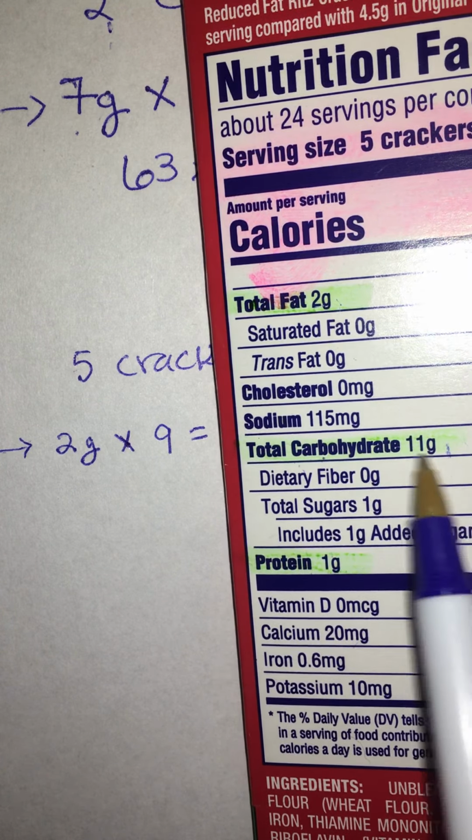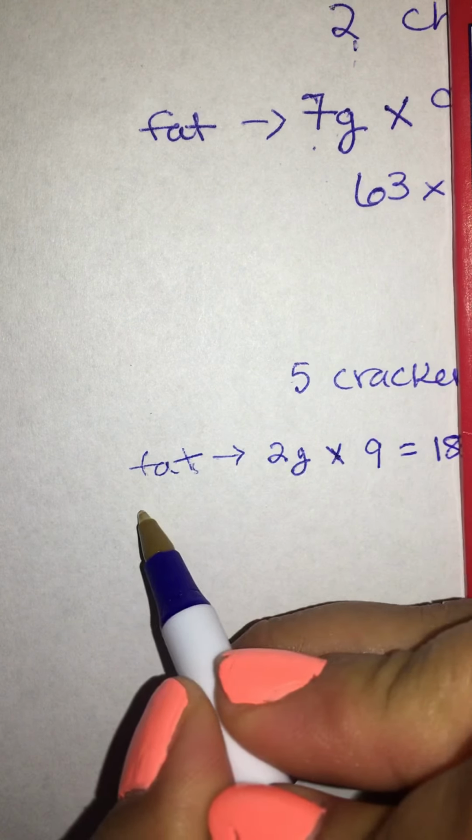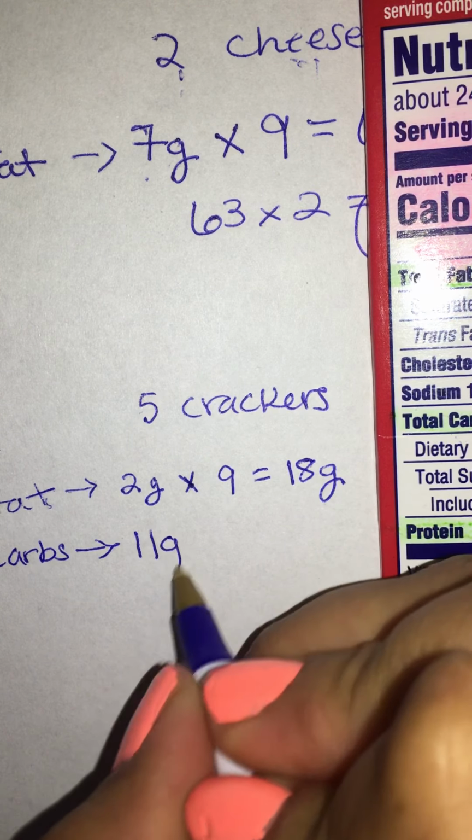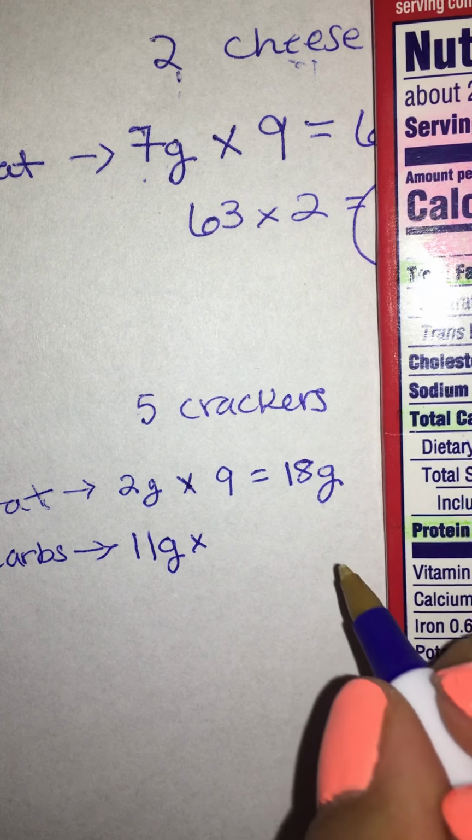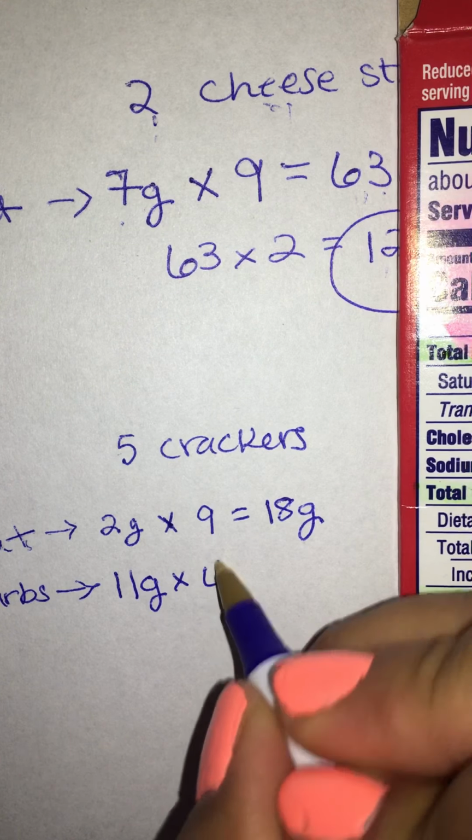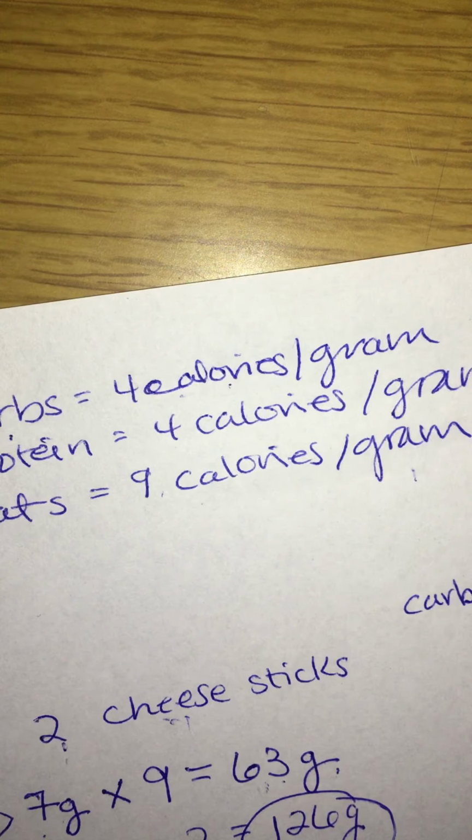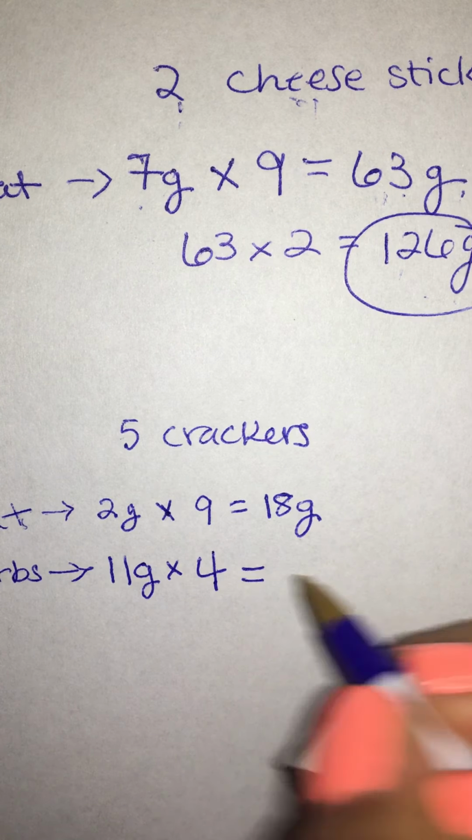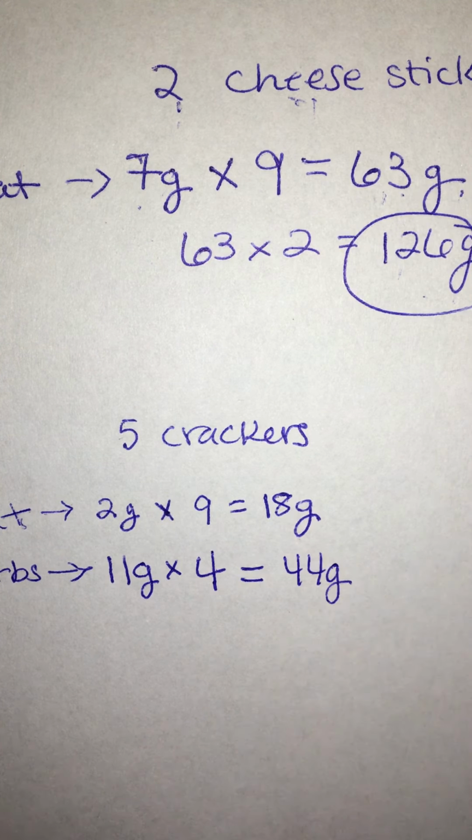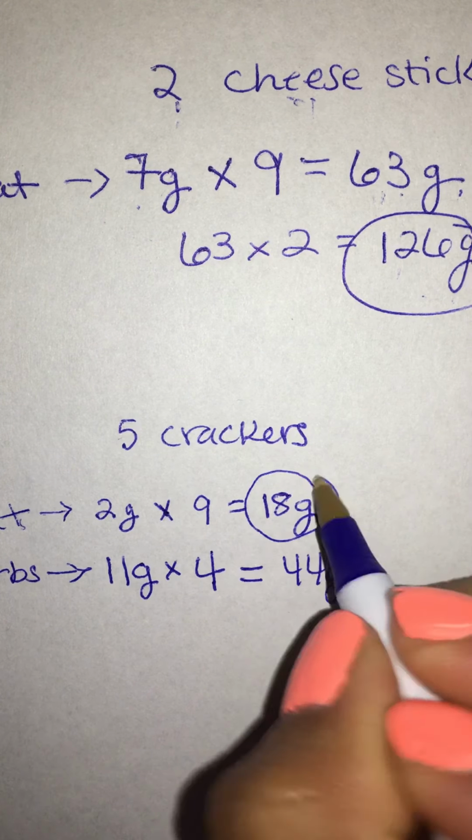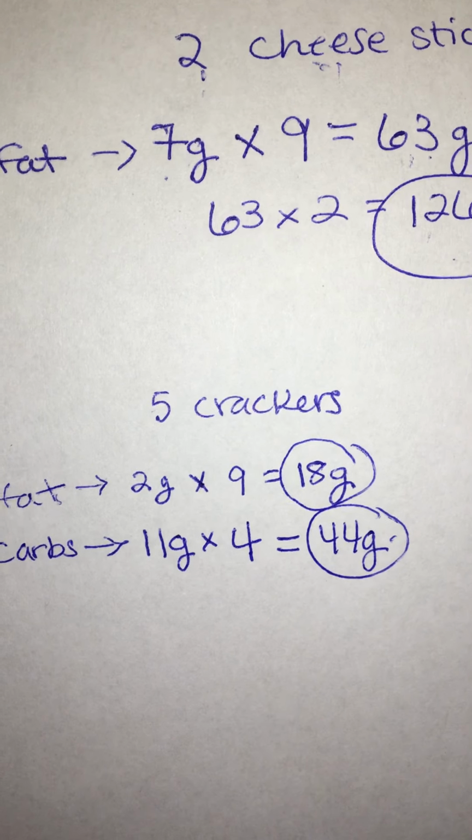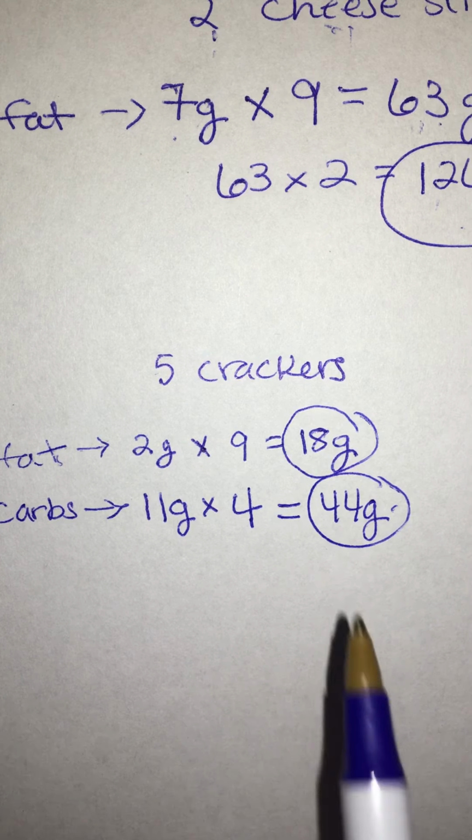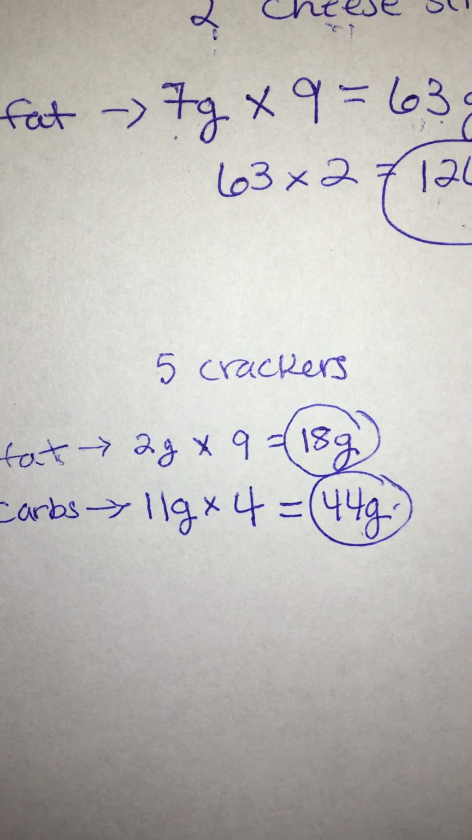Now I'm going to go on to the carbohydrates. We have 11 grams of carbs, and we multiply that by 4 calories, because for every gram of carbs we have 4 calories. That gives us 44 calories. I'm just going to circle those. Again, if you have 2 servings of these crackers, you would have to multiply that again by 2.